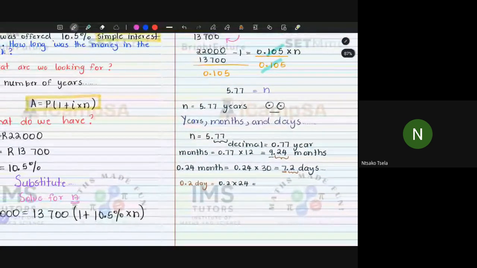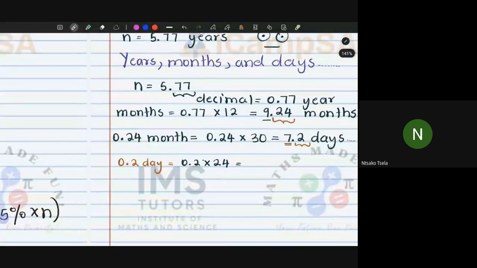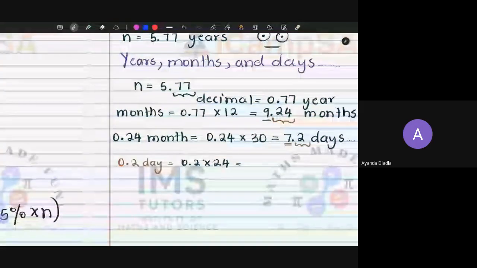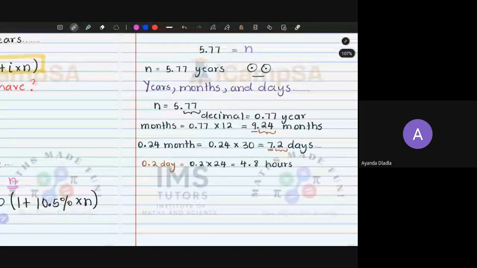I like this exercise. Anyone? 4.8. Oh, no. 4.8 hours. No, we are not going to go and push it, guys. We'll tell little sibling, look, we are tired. They said we can just stop at hours. So I'm just going to take this and make it 5 hours.